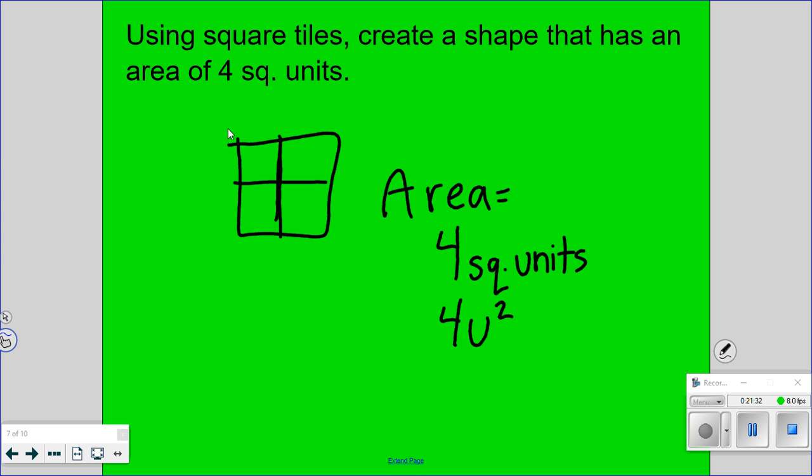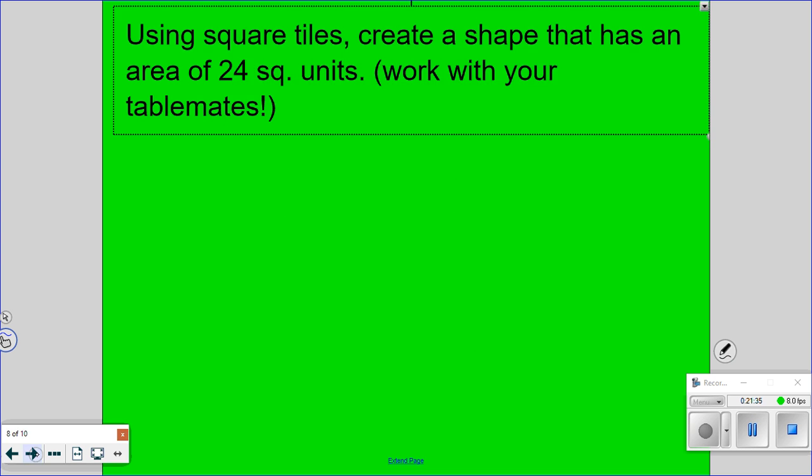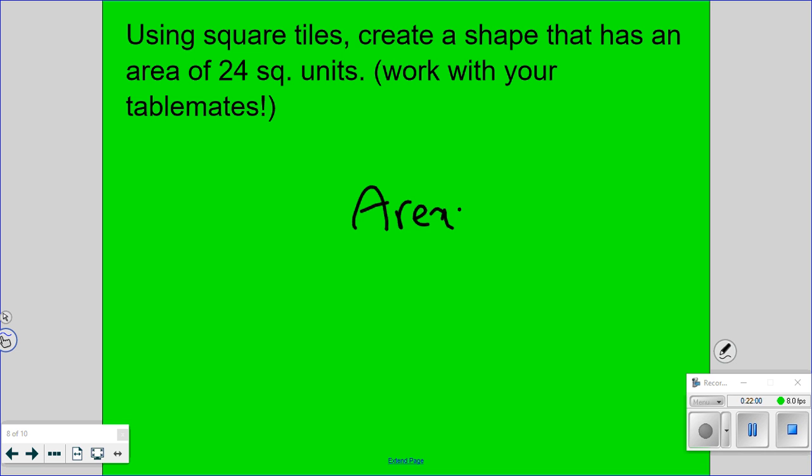Not right now because we've got one more to do. Quickly. All right, I think this is the last one. You're going to have to pull your pieces together. You're not going to be able to do it separately if you don't have enough pieces between the 2 of you or 3 of you. Put all of your pieces together. This time you need a shape that has an area of 24. Next to your shape, you need to write the area. What is the area of the shape that you created, Devin?